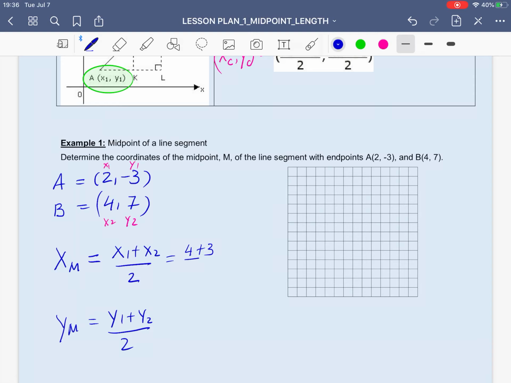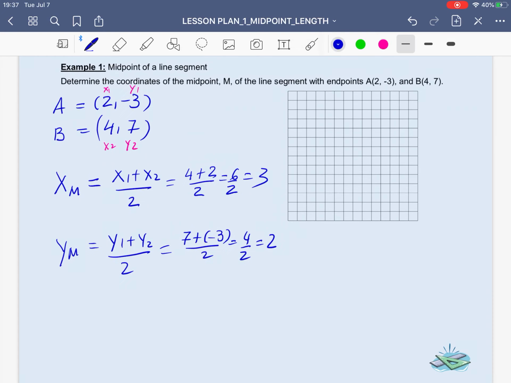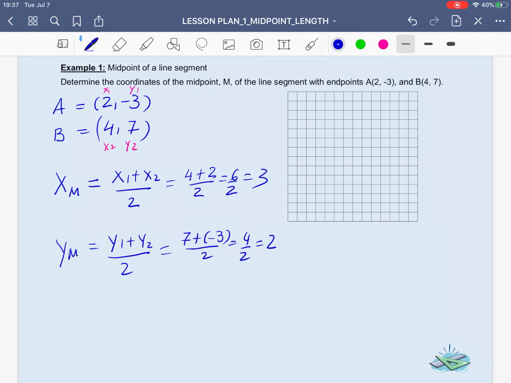So it's pretty simple and straightforward determining the midpoint. So then we have 2 plus 4 over 2, or 6 over 2, which is 3. And y1 plus y2 would be 7 plus -3 over 2. That's 4 over 2, which is 2. So we're going to say that the coordinates of the midpoint will be x equals 3 and y equals 2.